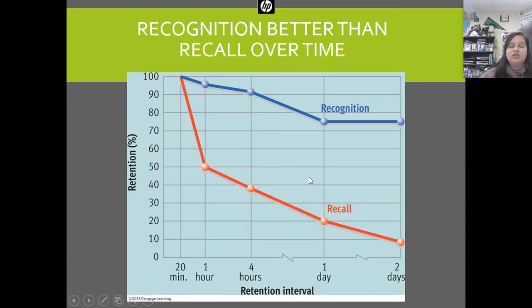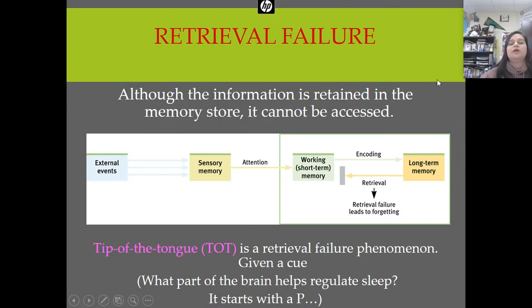Recognition tends to be better than recall over time. So if we're taking a test and it's over information you haven't had in a long time, multiple choice is going to be easier than if you had to do an essay or some kind of fill in the blank. So retention over time, recognition is easier than recall.